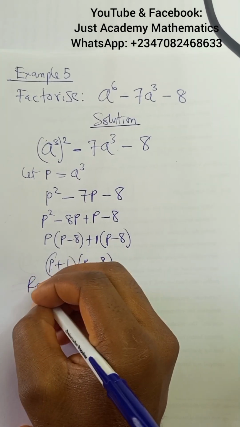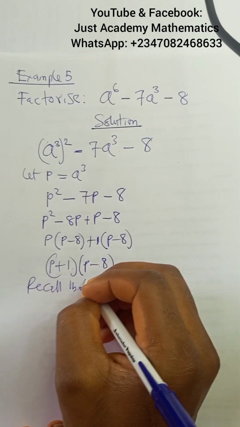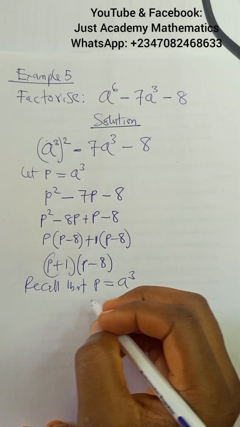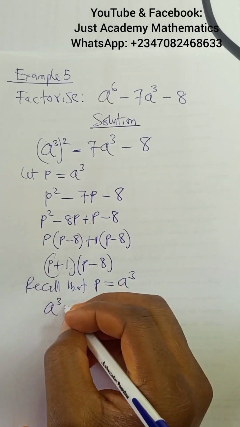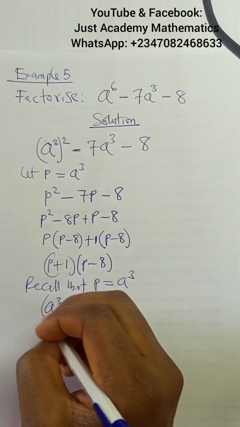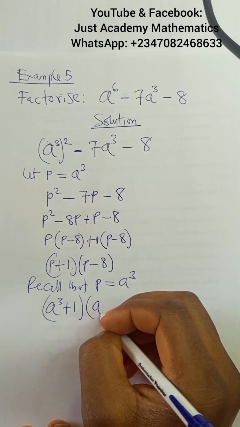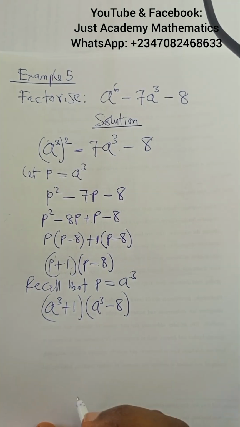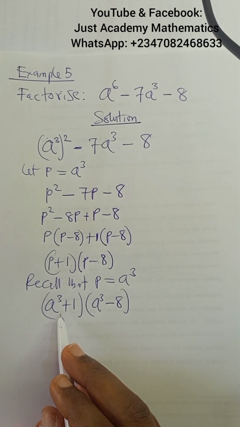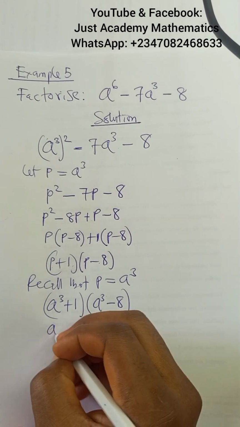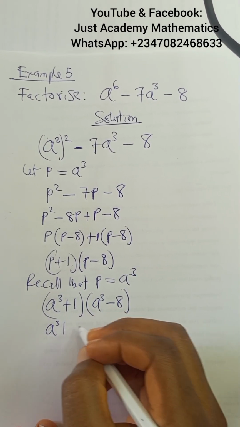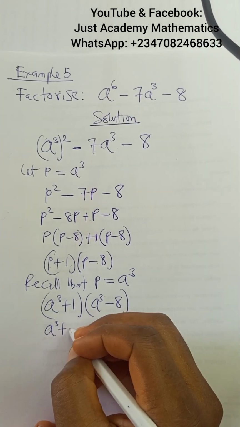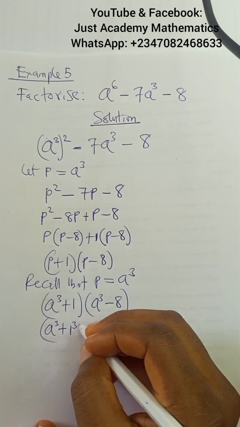Now, we recall that p is equal to a³. So we have (a³ + 1)(a³ − 8). Interesting, is it not? Now we can still rewrite this one further as (a³ + 1³).